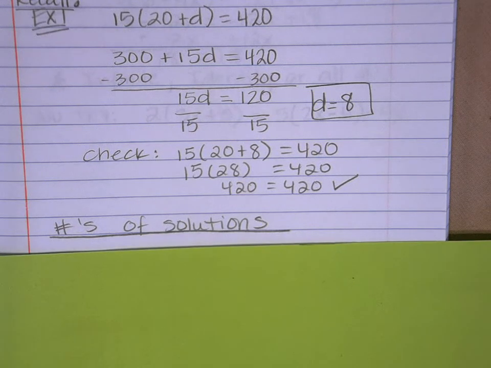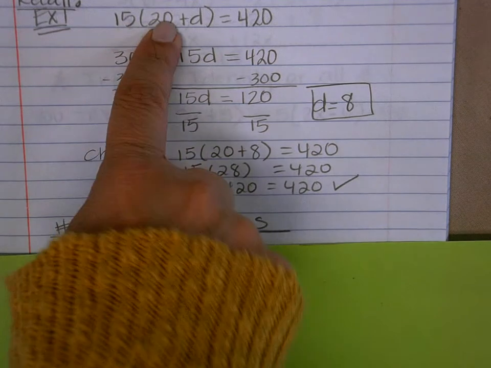How did you get the 300 up there? I did 15 times 20.